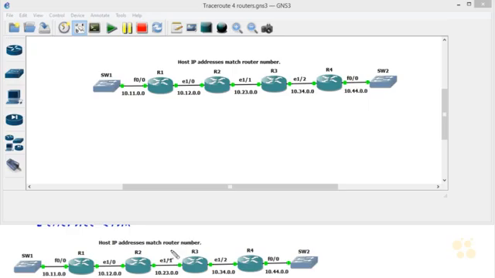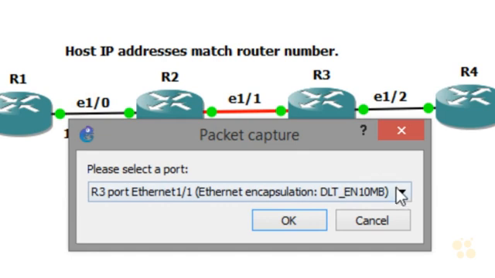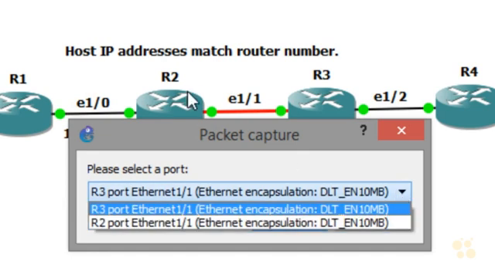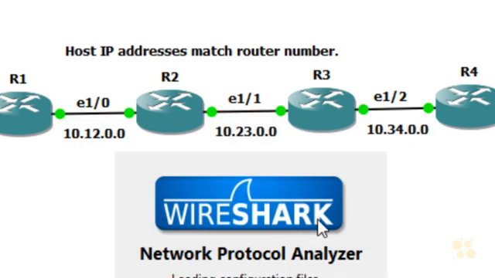Next, we're going to start the capture right here between R2 and R3. So inside of GNS3, we'll go ahead and click on this link between R2 and R3, and we'll start our Wireshark capture. So with a right click on the link, Start Capture, we have our choice of either interface, the one on R2 or R3, because they're both connected to that same segment. We'll grab R2's, click OK, and then we'll minimize Wireshark. We'll come back to that in just a moment.